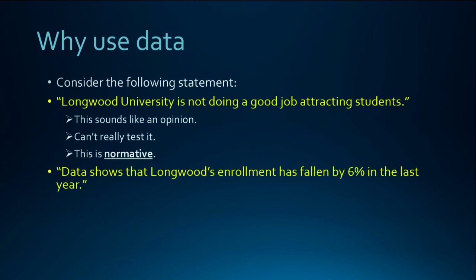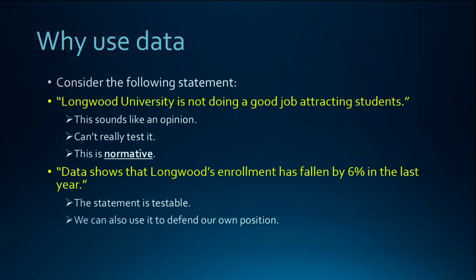But now look at this statement. Data shows that Longwood's enrollment has fallen by 6% in the last year. Well, do you agree that I'm kind of getting the same sentiment across? But instead of saying, hey, Longwood's not doing a good job, data shows that enrollment has fallen. Well, this statement now is testable. Similar sentiment, but now I've written something that's testable, and we can use it to defend our position. So this is clearly positive.